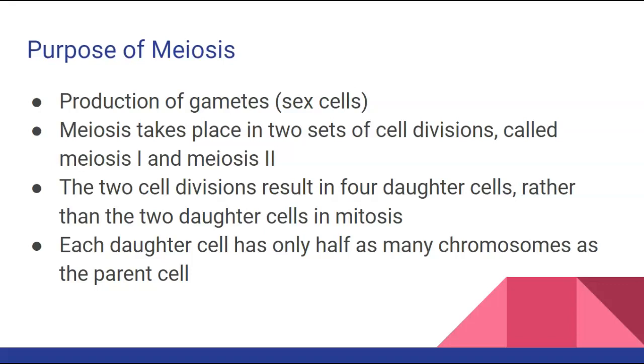Meiosis takes place in two sets of cell divisions, meiosis 1 and meiosis 2, and the steps within each of those divisions are the same, so it can get a little confusing. The end result here is that you have 4 daughter cells rather than the 2 daughter cells that you would get in mitosis. These 4 daughter cells are haploid, or only have half as many chromosomes, and are genetically unique. So another important piece of information.